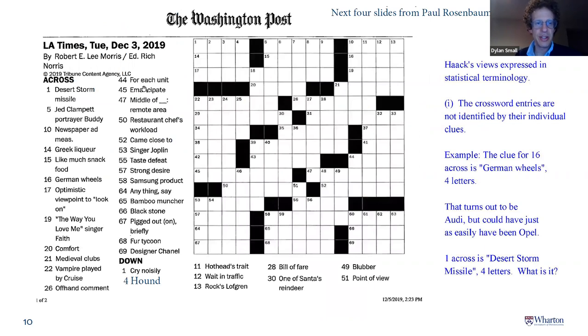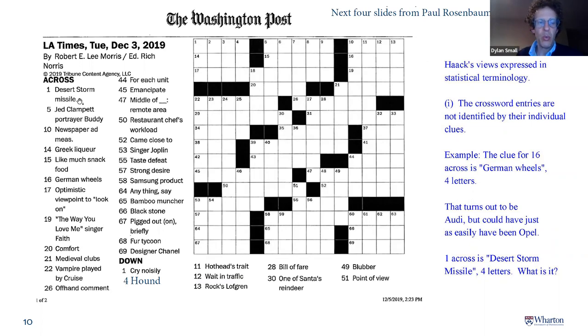So here's the analogy. Here's a crossword. Say 16 across is "German wheels." The actual answer that works for the crossword is Audi. It's a German type of car. But it could also have been Opel, another German car manufacturer. So the point is, the crossword clues themselves don't necessarily identify the answer. Just like comparing treated to control, it could be biased, and that one comparison doesn't identify the answer.